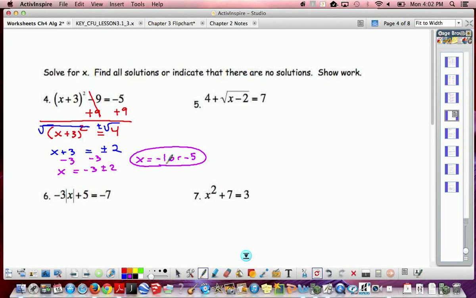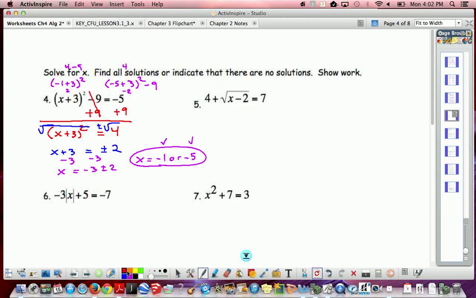Now one of the things I should do is check. If I go −1 plus 3 and square it, that's going to give me 2. 2 squared is 4. 4 minus 9 is −5. So −1 checks. Check −5. So (−5 + 3)² − 9. Well, −5 plus 3 is −2. −2 squared is also 4. 4 minus 9 is −5. Check. It's always good to check your solutions because sometimes you'll get an answer that doesn't work.